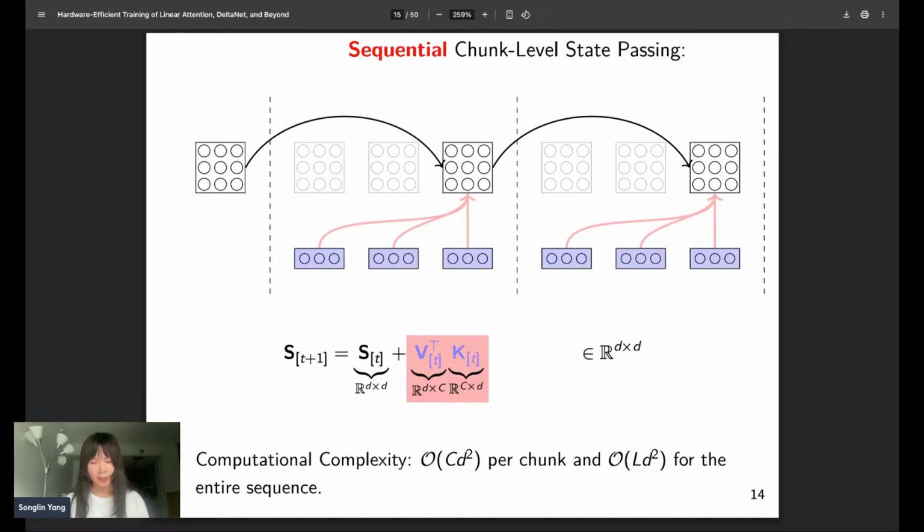First, we have the chunk-level recurrent state computation. In this stage, we only compute the recurrent state for each chunk, which is basically the last position of each chunk. And we directly jump from this state to this state. In the middle, we have several states, but we skip the computation. We just directly jump to the last state.